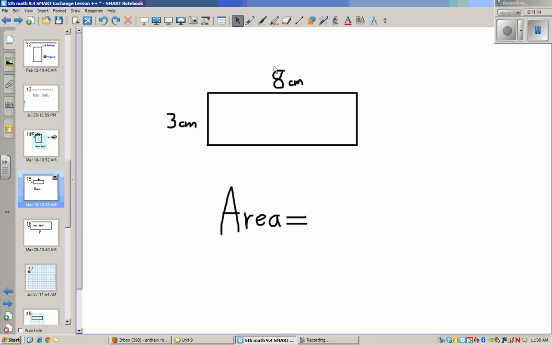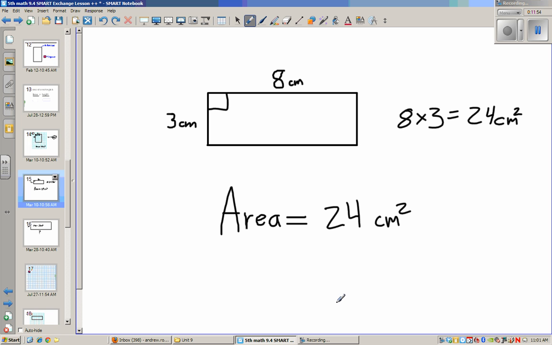All right, so I've got a base here, this side that's kind of facing down. You can kind of think of the base as what the shape is sitting on. That's 8. And my height is 3. So 8 times 3 is 24. 24 what? Centimeters. But I'm not measuring with just centimeters. I'm measuring with centimeter squares. So I need to write squared up there. So my area for this rectangle is 24 centimeters squared.